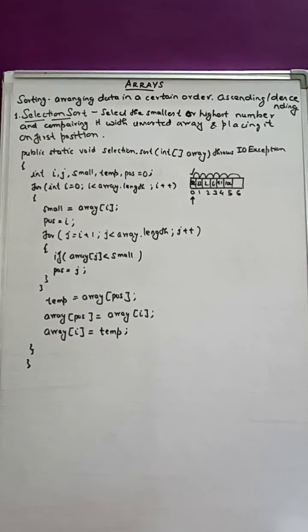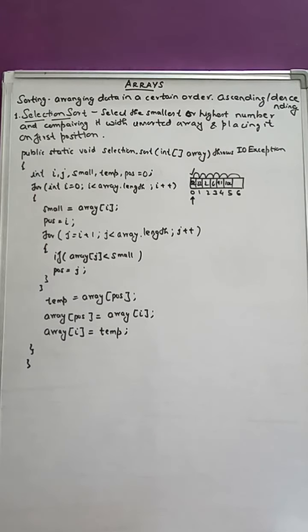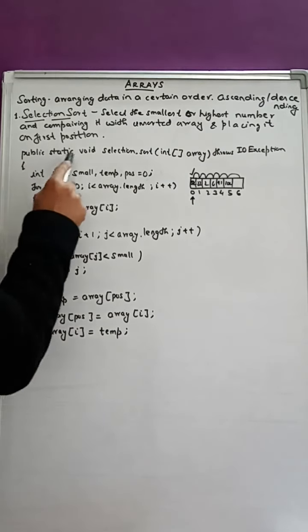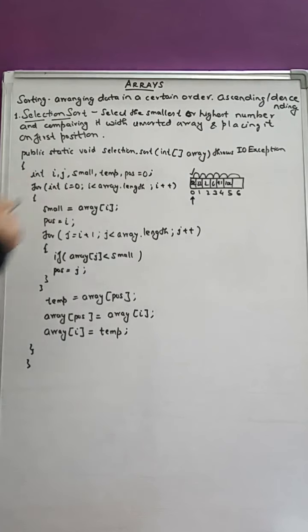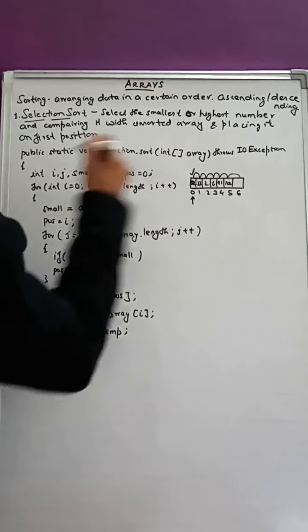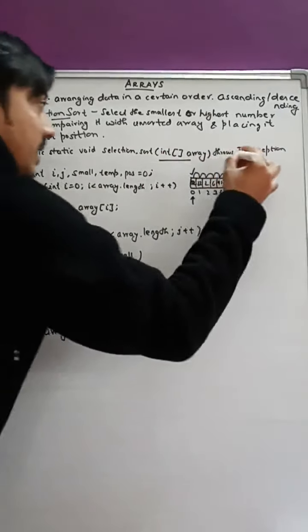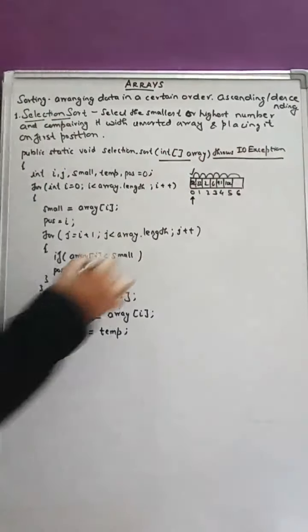So when we are talking about the function of the selection sort, the function will be like this, in which first we will be writing the prototype: public static void selectionSort. We have named the function as selection sort, and then we have passed the array in this as an input. Then we have written one more thing, that is throws IOException.